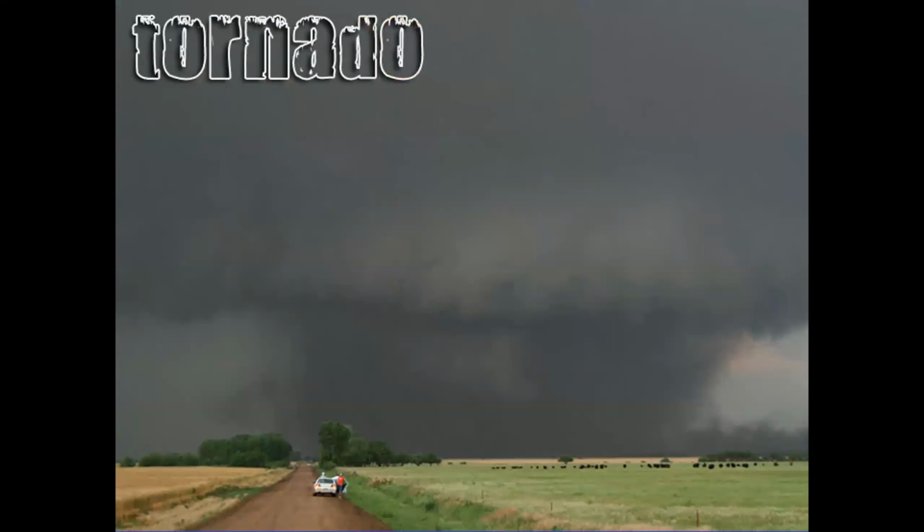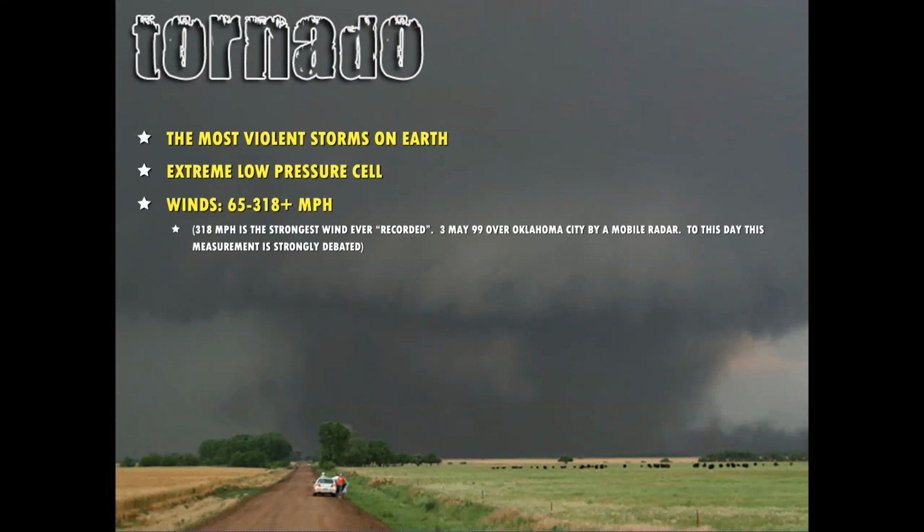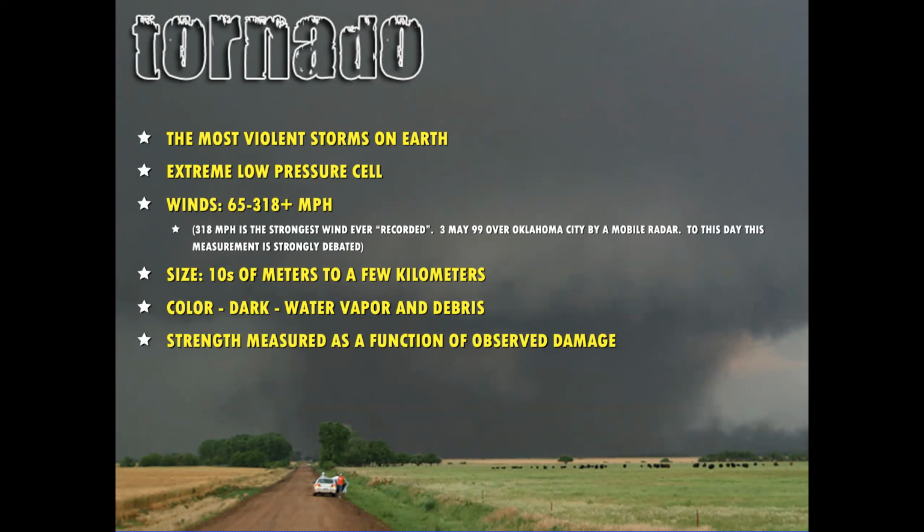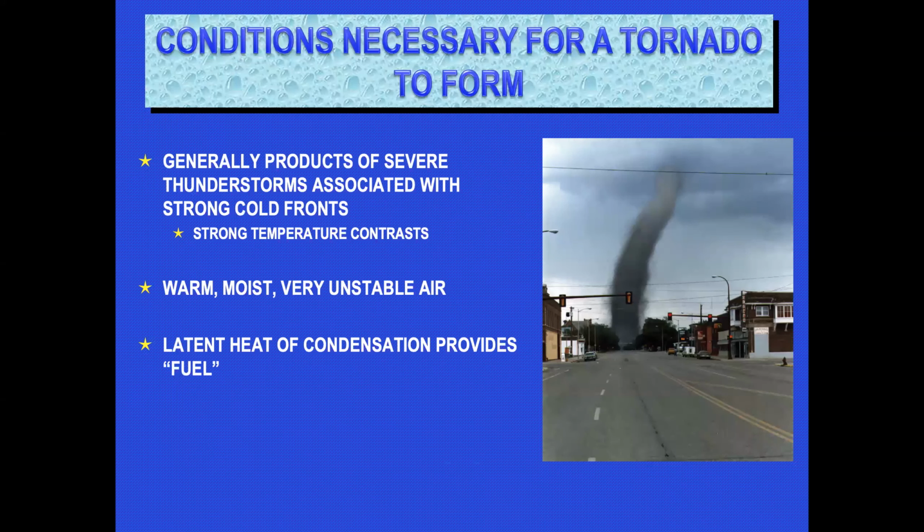Tornadoes, here you're talking about the idea of obviously a violent storm, extreme low pressure, and it's a function of contrasting air masses, warm versus cold. It's a very warm, very moist, very unstable air mass. Lots of latent heat of condensation, which provides the fuel. This is different when we get into hurricanes. The fuel and the conditions necessary for that type of storm are very different.